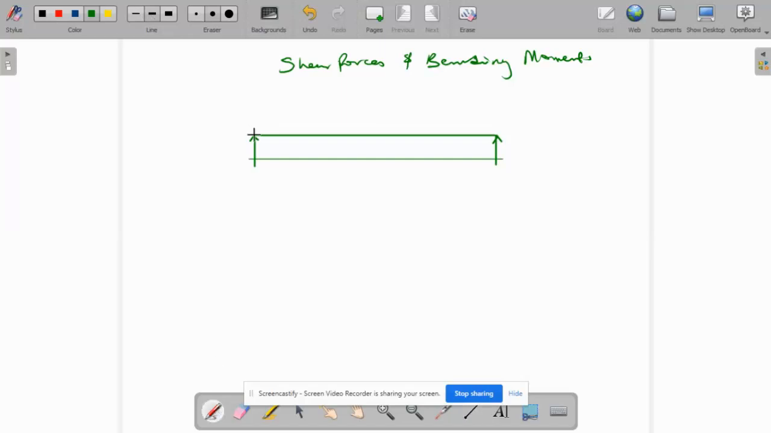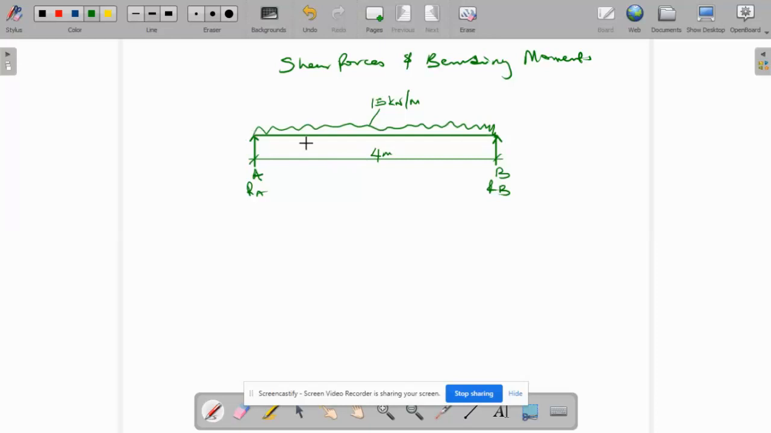So here we have a UDL on this beam, and this is our A, this is our B. Let's say the load is 15 kilonewton per meter, and here the span is 4 meters. What we need to do is to find our reaction A and our reaction B. So let's start with reaction A and reaction B.